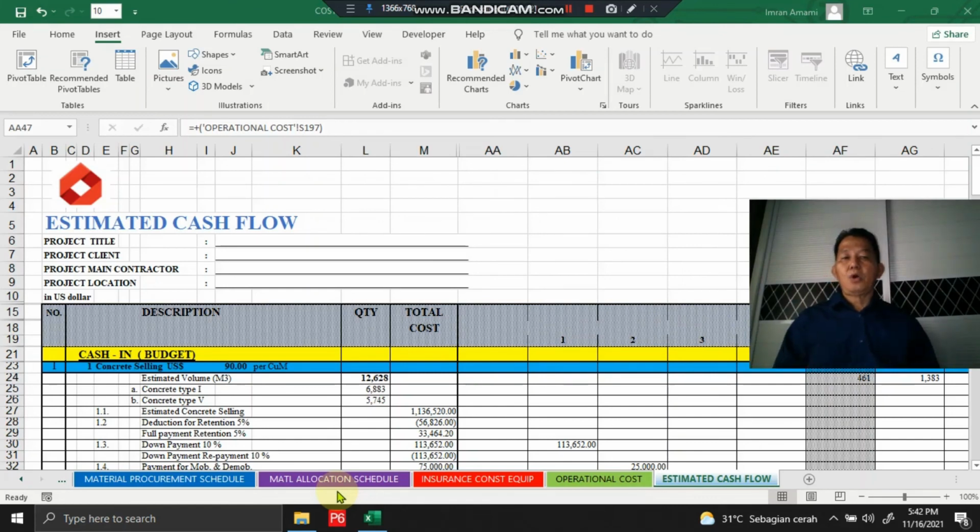Okay, that is all the information needed to compose a good estimated cash flow. But the main important key to compose a good estimated cash flow in this case is the project schedule. The project schedule should become a reference or basic information to well allocate the project costs.